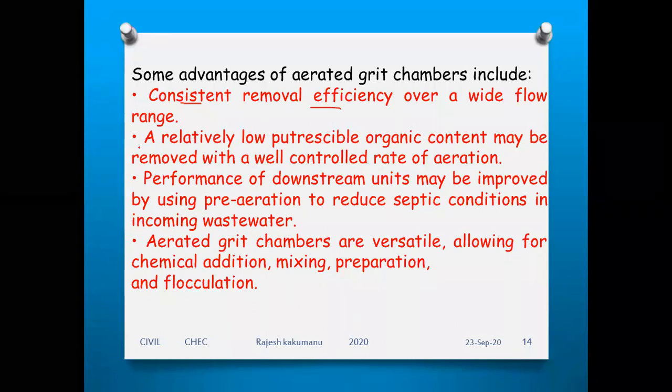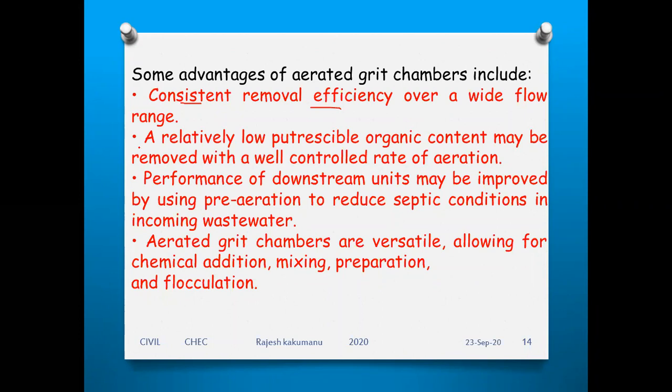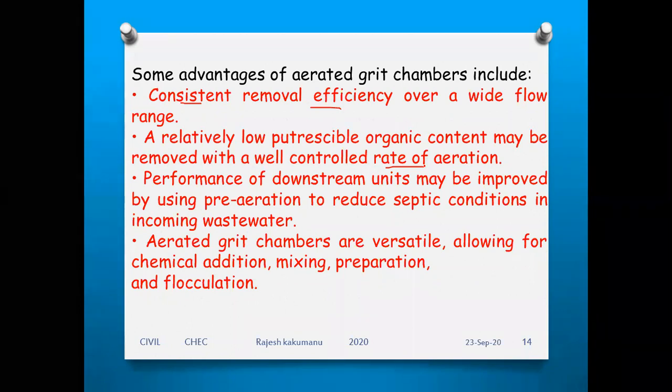a relatively low putrescible organic content may be removed with a well controlled rate of aeration. సో ఏం జరుగుతుంది, వాటర్ బయటకు వస్తుంది, రైట్? ఆ ఛాంబర్ లోంచి వెన్ ఎవర్ ద వాటర్ ఈజ్ కమింగ్ అవుట్, హెవీ సాలిడ్ పార్టికల్స్ కింద సస్పెండ్ అయిపోతాయి కాబట్టి, హెవీ సాలిడ్ పార్టికల్స్ ఆర్ సస్పెండెడ్ డౌన్, సో దేర్ ఈజ్ నో ప్రాబ్లం.